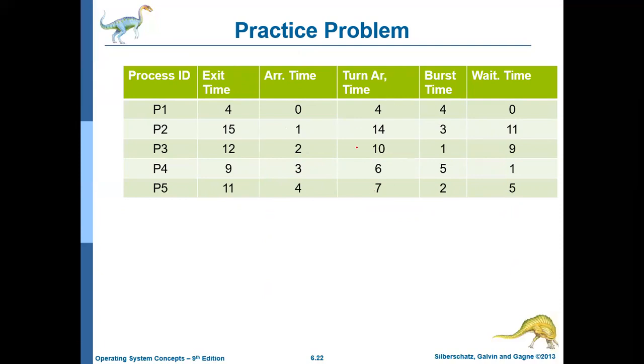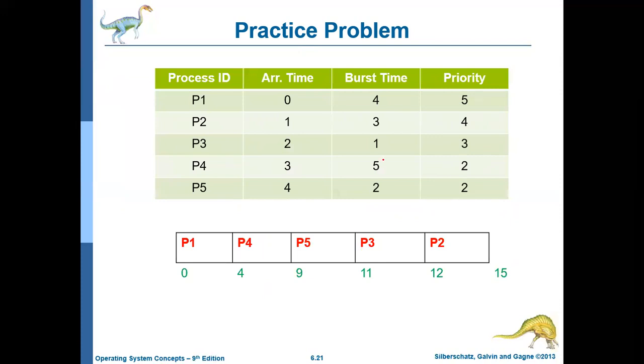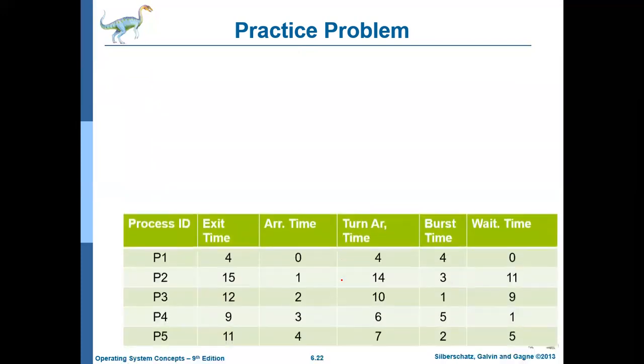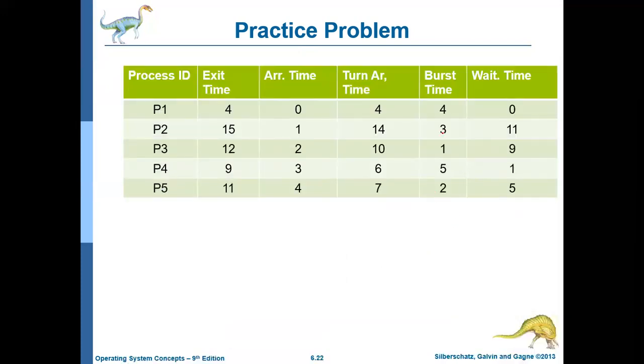Then we need to calculate waiting time. Waiting time is turnaround time minus burst time. The burst time is again available in this table. From here you can pick up 4, 3, 1, 5, 2, so that is what is represented here. From this you can calculate the waiting time: 4 minus 4 is 0, 14 minus 3 is 11, and so on and so forth.